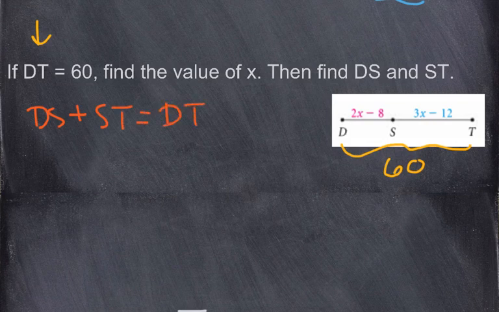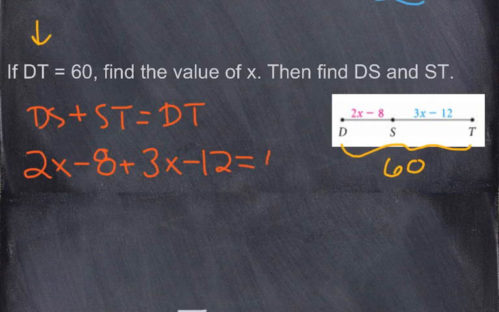So the first part is DS, the second part is ST, and it adds up to the entire DT. Here what we do is called substitution. We're going to substitute these values in now. So instead of saying DS, we could say 2x minus 8, plus ST, which is 3x minus 12, is equal to DT, which in this case it tells us is 60.